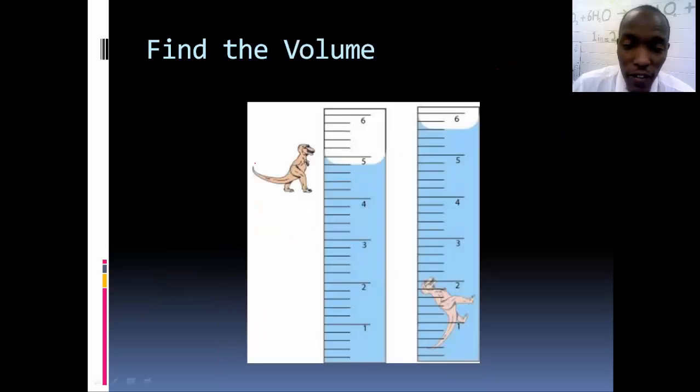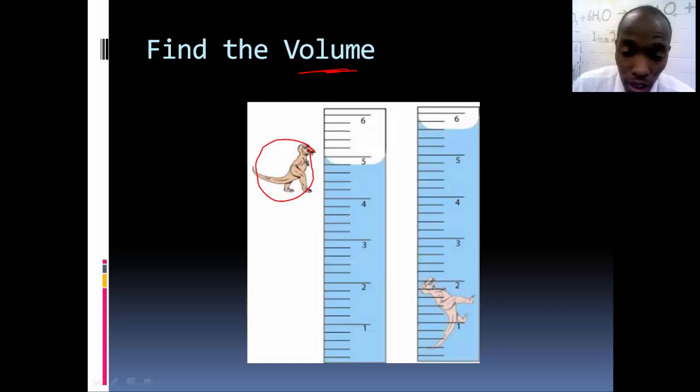Alright, now the volume. Remember, we're going to find the volume, and because we have an irregularly shaped object, you can't easily find the length times width times height of this dinosaur, we're going to do displacement. Displacement is simply you look at the starting point and then you drop the dinosaur in, you look at the ending point, see how much it rose.